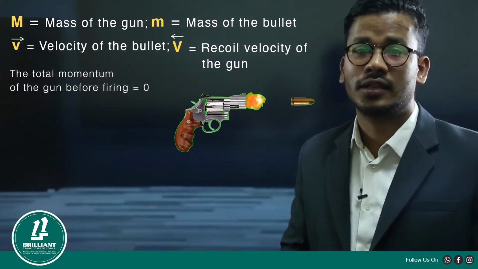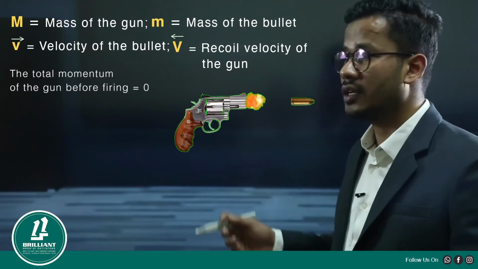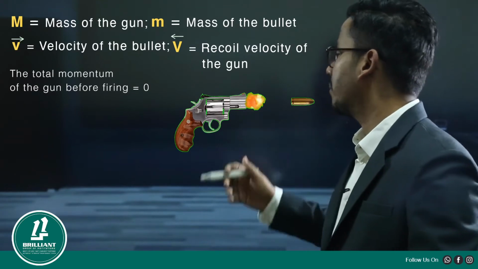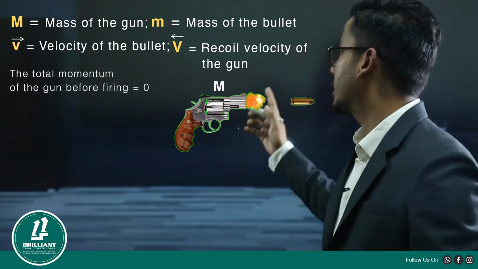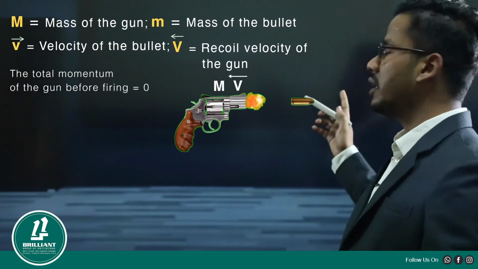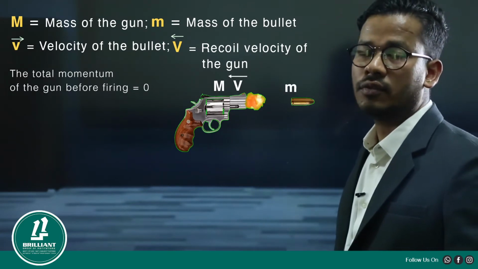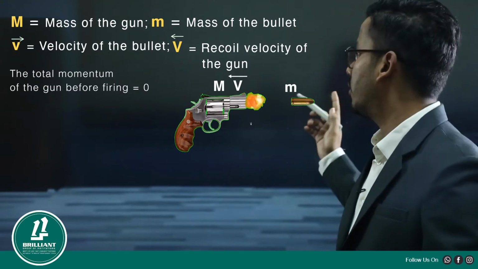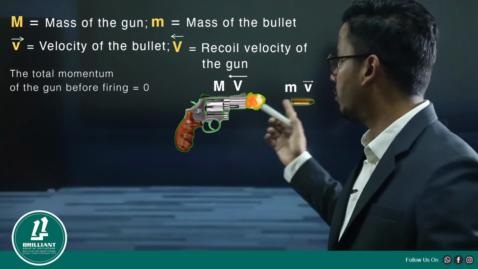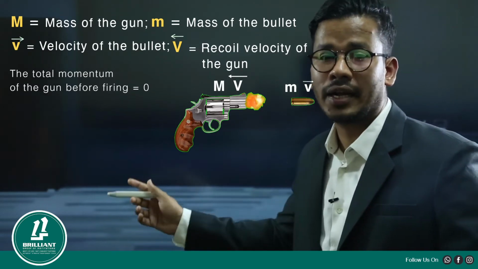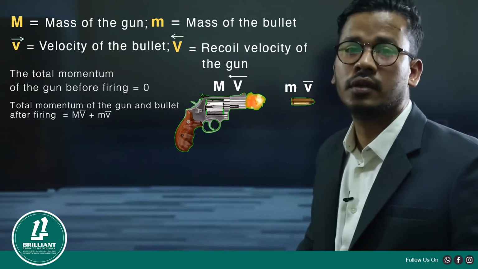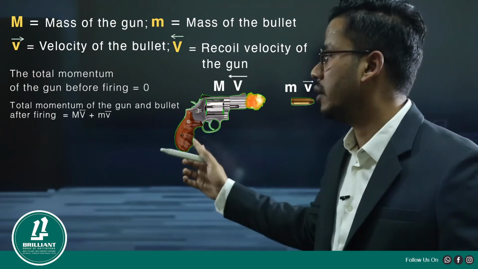Now let me find the total momentum of the gun and the bullet after firing. To do so, you will multiply the mass of the gun with the velocity of the gun. You're done with the gun. Similarly, you will multiply the mass of the bullet with the velocity of the bullet. You're done as well. After that, you add both. Once you add both, you will get the total momentum after firing to be the momentum of the gun plus the momentum of the bullet.